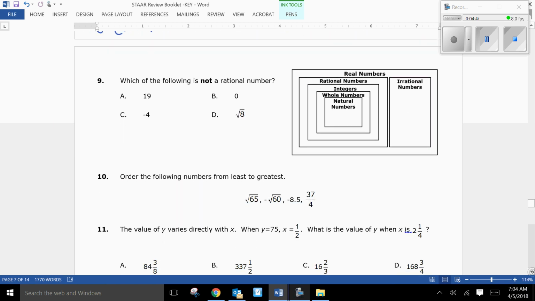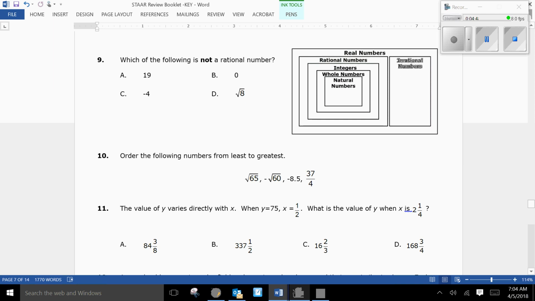Number 9, which of the following is not a rational number? Okay, so looking at my diagrams of real numbers, we know all of our numbers are real numbers, but which one is not a rational number? Well, 19 is a whole number, so that means it must be a rational number. Well, actually, 19 I can put in natural numbers. 0 is a whole number. -4 is an integer. And square root of 8.